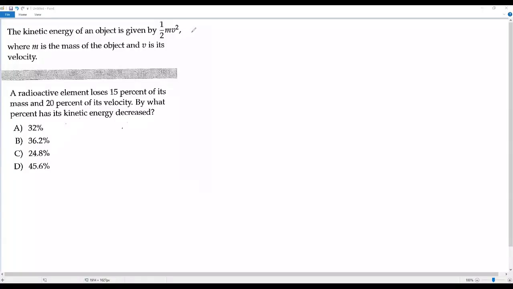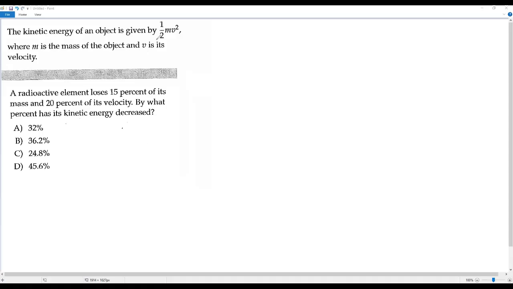Here we have a SAT math problem. Let's go with the information. The kinetic energy of an object is given by 1/2 times mv squared, where m is the mass of the object and v is its velocity. A radioactive element loses 15% of its mass and 20% of its velocity. By what percentage has its kinetic energy decreased?